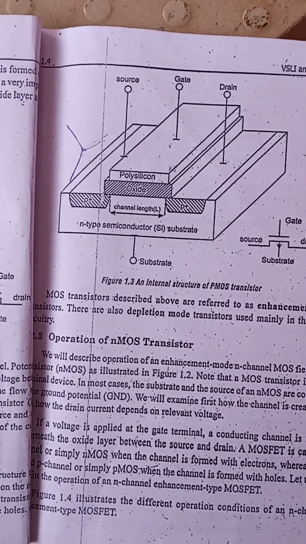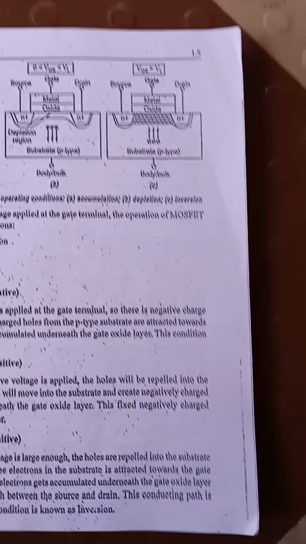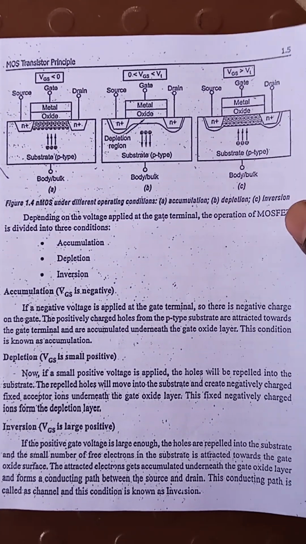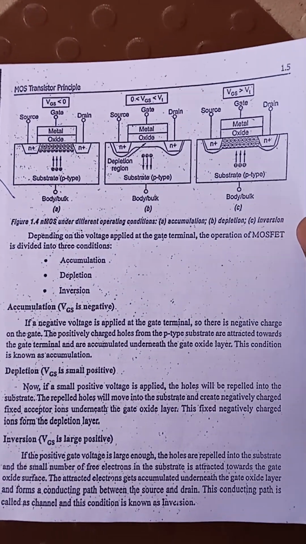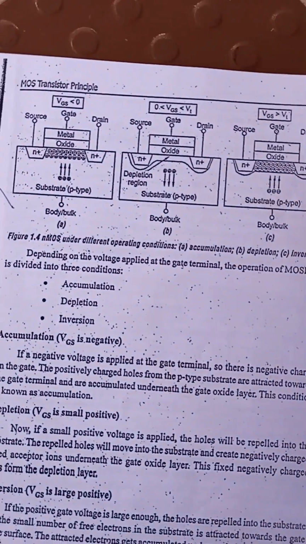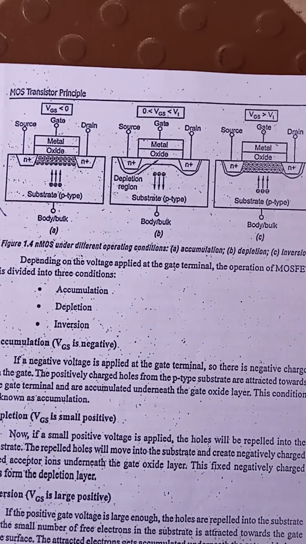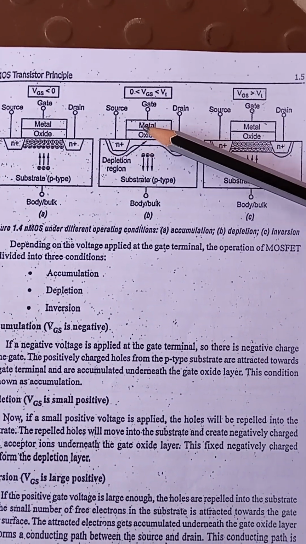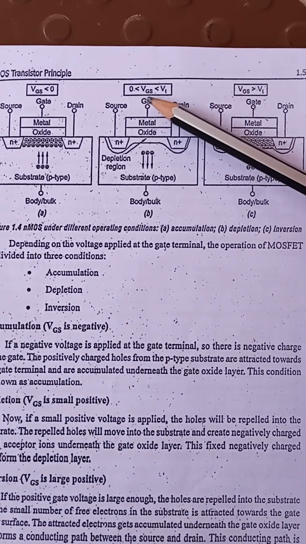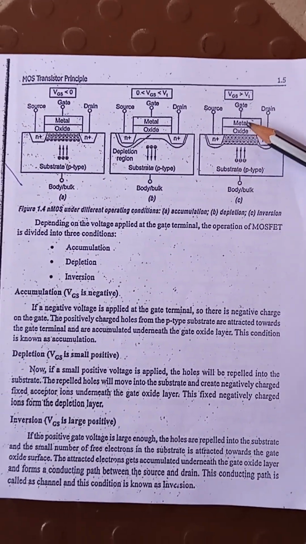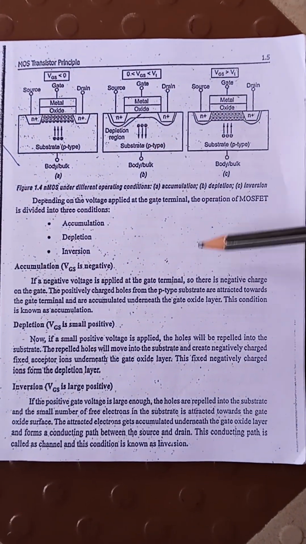There are three operating regions: the accumulation region, the depletion region, and the inversion region. When VGS is strongly negative, the charges get accumulated. You can see the diagrams there: one for the accumulation region, with VGS less than 0, that is negative. Next, VGS is small positive, lesser than the threshold. And then it is large positive, which is the strong inversion region. Three diagrams for the three operating regions.